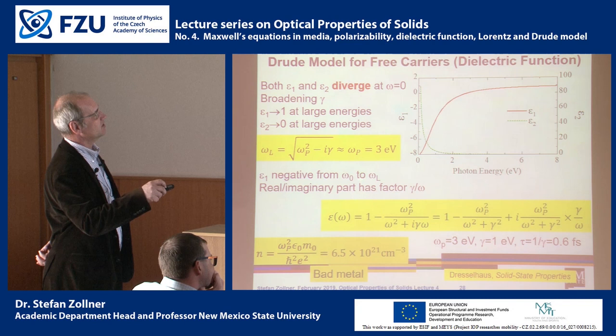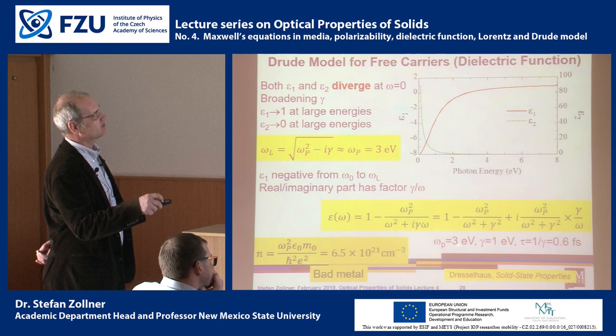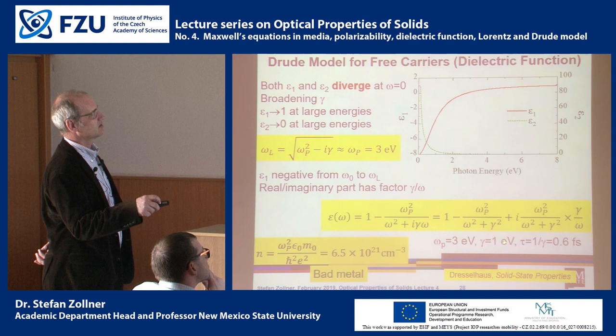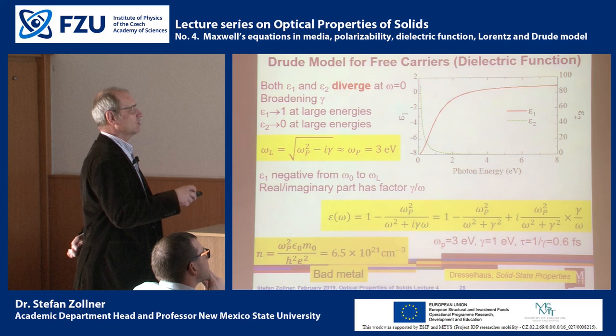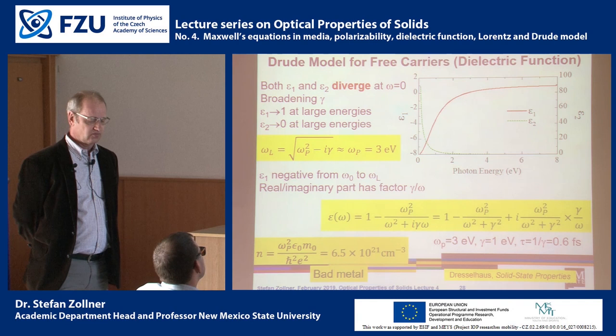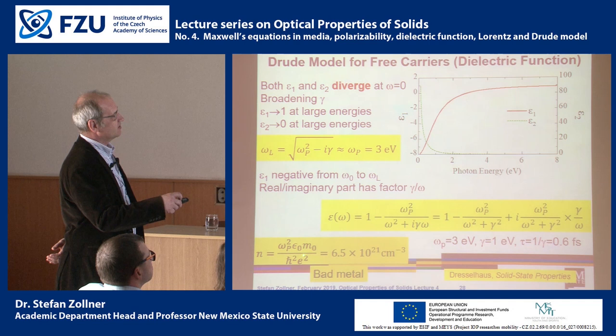I've given you some typical numbers here, a plasma frequency of 3 electron volts and a broadening of 1 electron volt. What we measure experimentally is always a plasma frequency and a damping rate. And then if we actually want to know the carrier density, we have to know what the mass is. I haven't talked about that yet, but the mass of the charge carriers inside a material may be different from the mass in a vacuum.